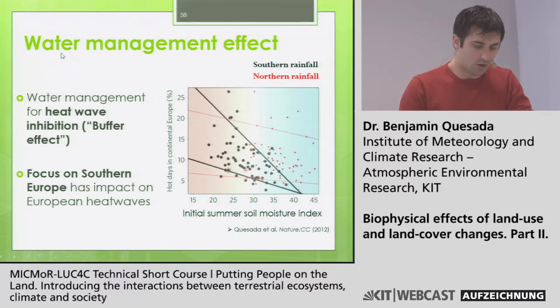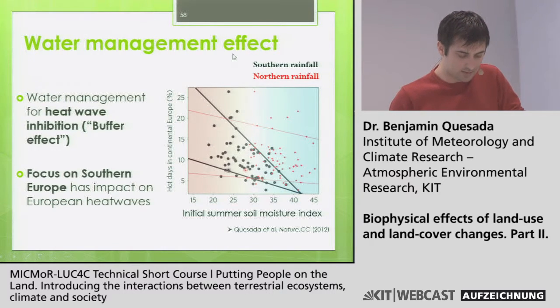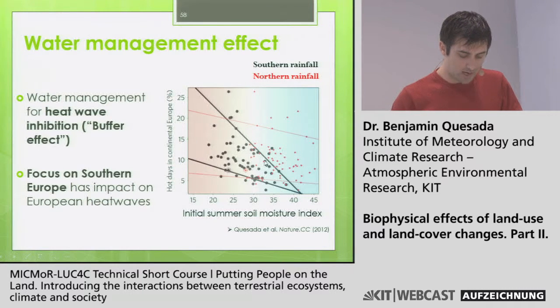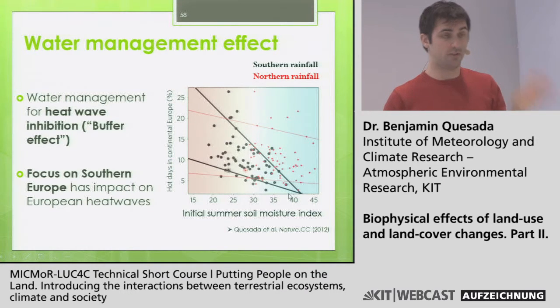You can also think about the water management effects, especially in Europe. This is a study we made in 2012. That's an observational study for the past 60 years, where you have here the percentage of hot days in continental Europe as a function of an index of the soil moisture contained in soil at the beginning of the summer. For the black spots, it's only for southern Europe soil moisture. You see that when you have high soil moisture at the beginning of the summer, you have few hot days, so you inhibit heat waves.